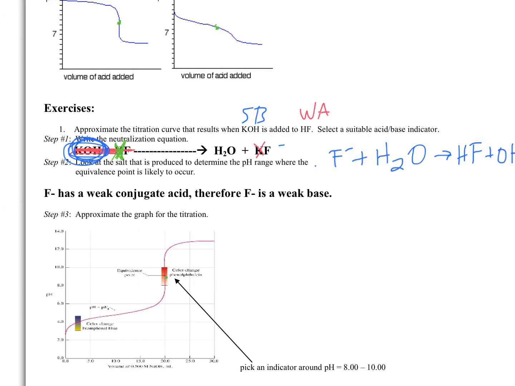The final step was to pick an indicator. So if I was to pick an indicator, I would want one that has a range somewhere between 8 and 10. So that way I can see the color change between 8 and 10. If I picked an indicator that has a range from 6 to 8, I may happen to catch it if the pH change happens at 8. But if the pH change doesn't happen until 9, I won't see a color change at the equivalence point, and so the data would be useless.